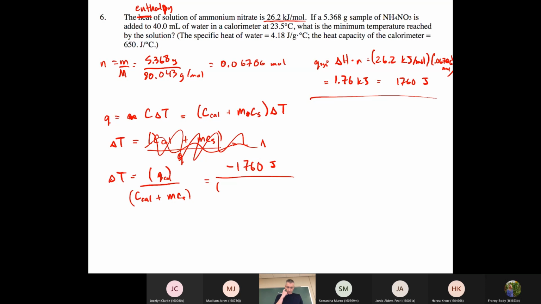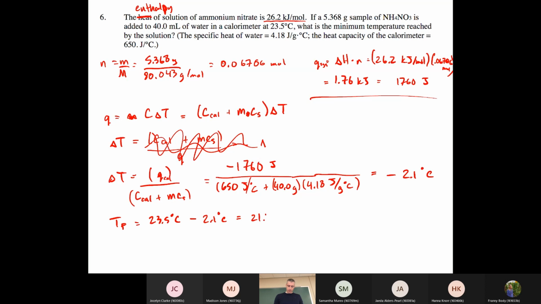So now we put in the capital C for the calorimeter, which is 650 joules per degree C, plus the mass of water is 40.0 grams, assuming a density of 1, 4.18 joules per gram degree C. And this gives us a value of negative 2.1 degrees Celsius. If you look at our units, the joules will cancel, the grams will cancel, and we're just left with degrees C. So our T final is just going to be our initial temperature, which was 23.5 degrees C, minus 2.1 degrees C, and that equals 21.4 degrees Celsius.